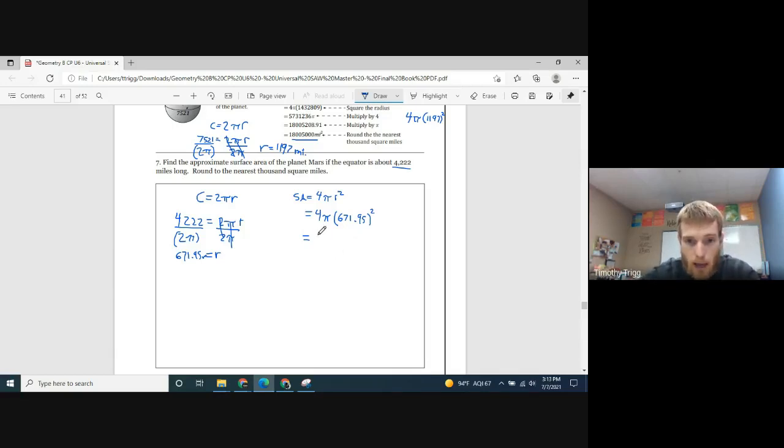I've got that the surface area is 5,674,0, and so on. If you got something a little bit different, don't worry about it, as long as it's right for the most part. And this is miles squared for surface area. You do miles squared. I guess we should put MI for miles.